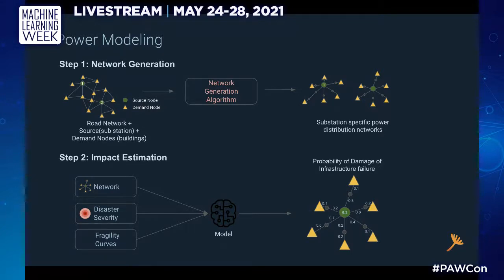The second is associating power substations to the building nodes which would be consuming the power. So we developed clusters of different networks, which represent the power substation to the buildings consuming the power. Once we generate the network, it also has the power poles, which is what you see on the dotted lines here. Once you have the network, you understand the disaster severity, you apply the fragility curves, and you have the probability of damage of different components in this network.